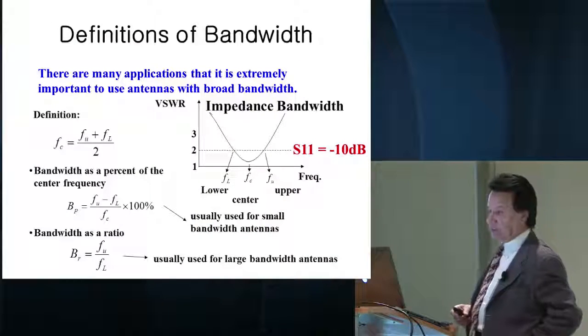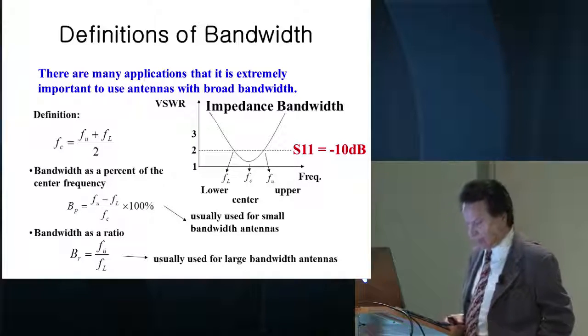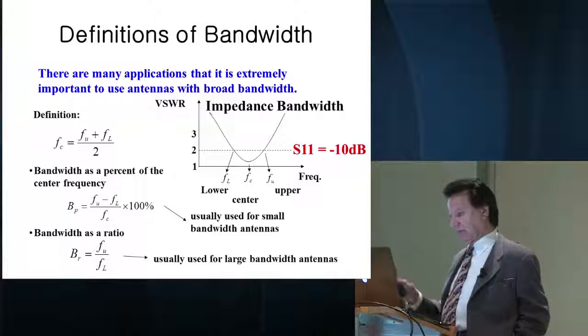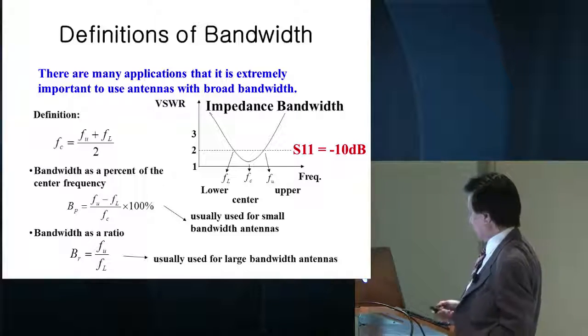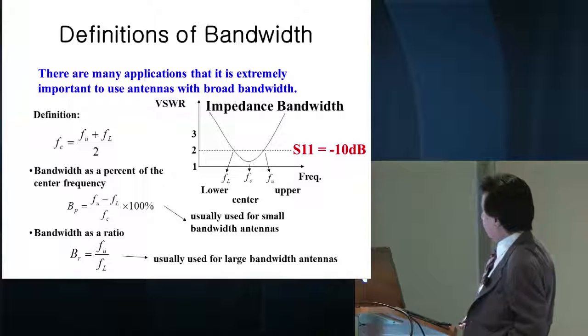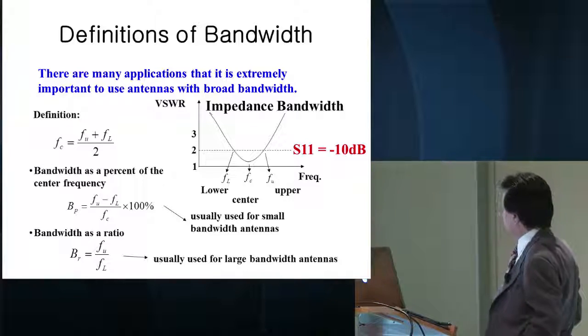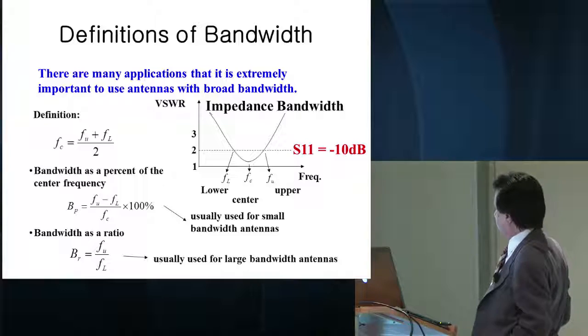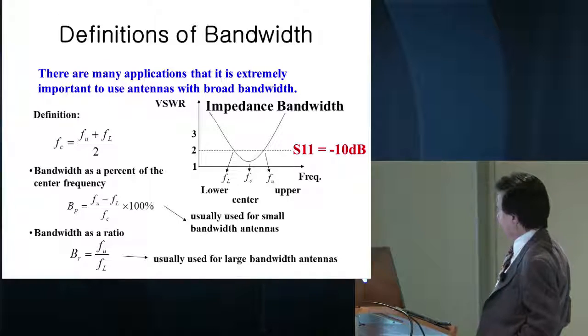And finally, the definition of bandwidth. Bandwidths are critical, especially in the more modern areas of multi-band, broadband, ultra-wideband, and so forth. Two definitions should be appreciated. Typically, when we plot VSWR or S11 versus frequency, and we use the reference point of minus 10 dB, or 10 dB loss, which is the same as VSWR 2, we have a lower frequency and an upper frequency, and then a center frequency, which is the average of these two.